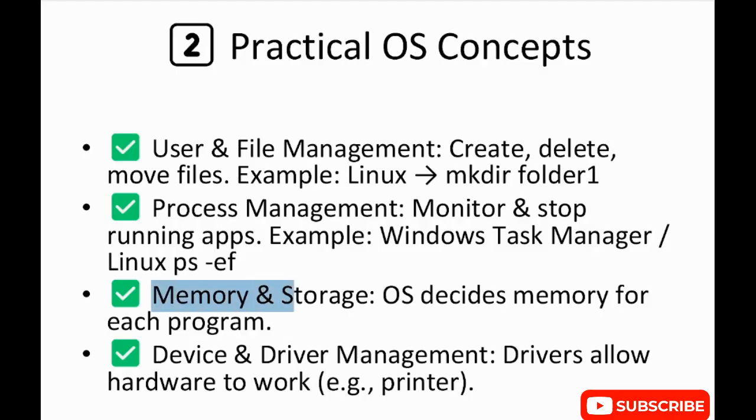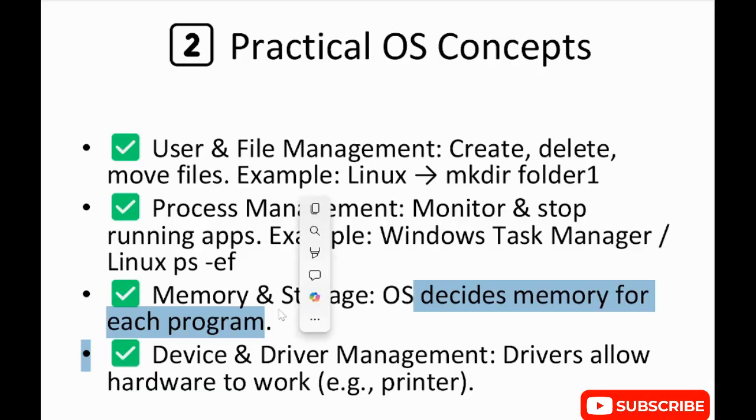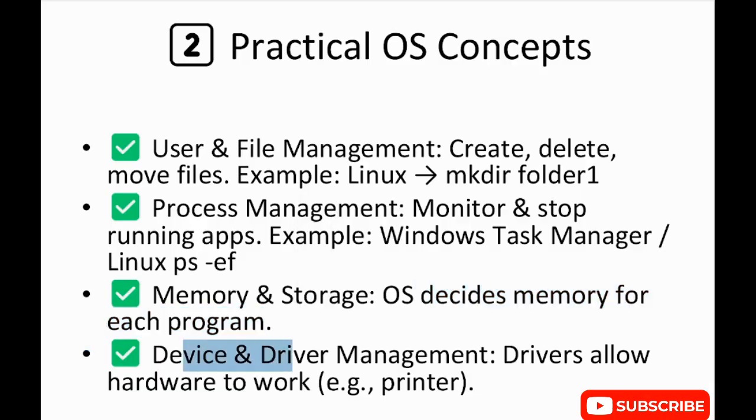Okay. Memory and storage: the OS decides memory for each program. And device and driver management: drivers allow hardware to work. For example, you can take a printer. So it's device and driver management. It allows hardware to work or not work. The printer is hardware which is allowed to work through its driver. You can take this as an example. This is called driver management.